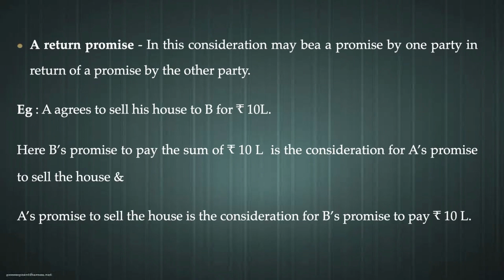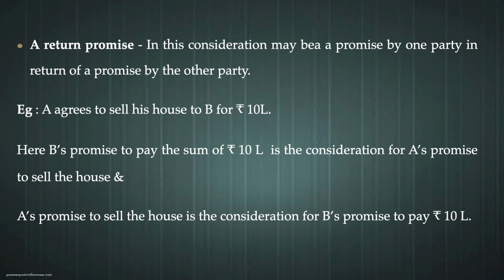The last part, a return promise. In this, consideration may be a promise by one party in return for a promise by another party. Example, A agrees to sell his house to B for rupees 10 lakh. Here, B's promise to pay the sum of rupees 10 lakh is a consideration for A's promise to sell the house, and A's promise to sell the house is the consideration for B's promise to pay rupees 10 lakh. Here, both of them are to be competent.